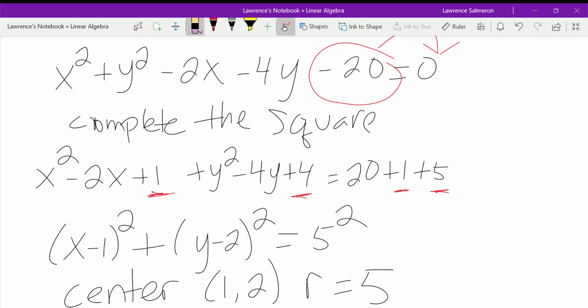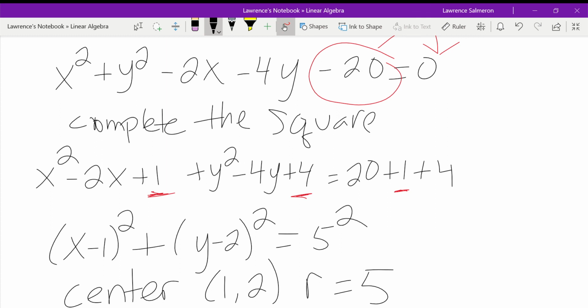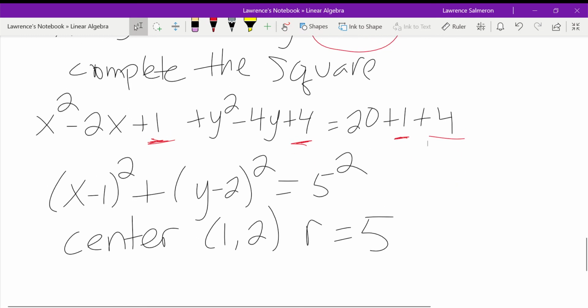And change that real quick. I don't know why I put a 5 there, so let me change that to a 4. There we go. Okay, I got that fixed. So there it is as a 4, like it should be. And then once I complete the square, I have x minus 1 squared, y minus 2 squared equals 5 squared, which tells me the radius. So this is going to be a circle with a center of 1, 2, and a radius of 5.